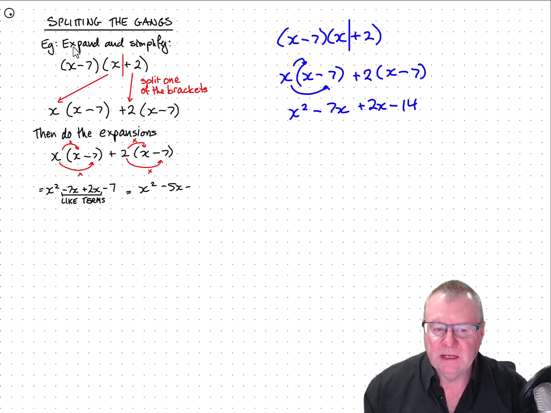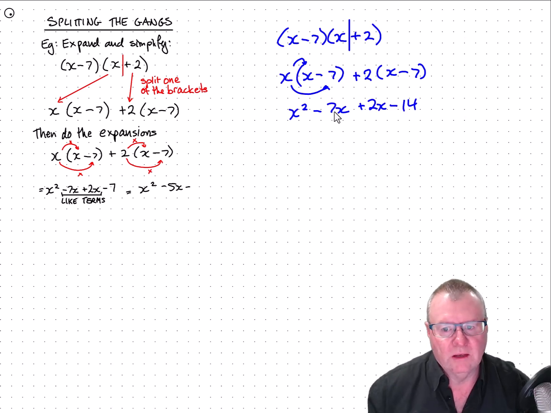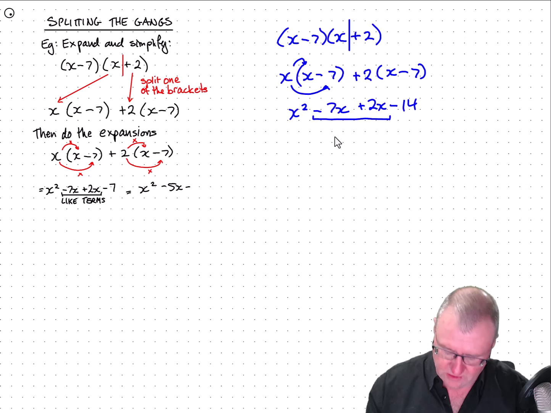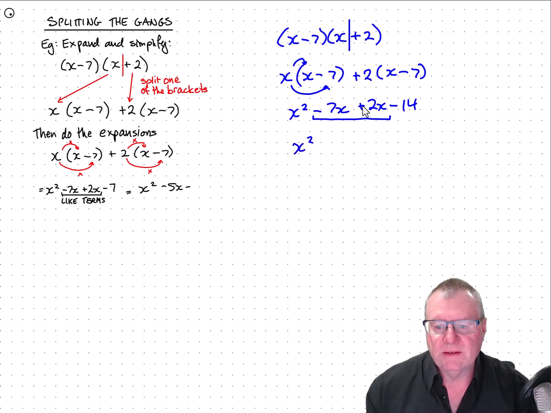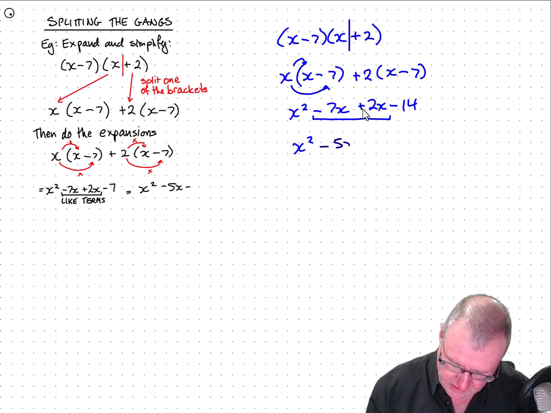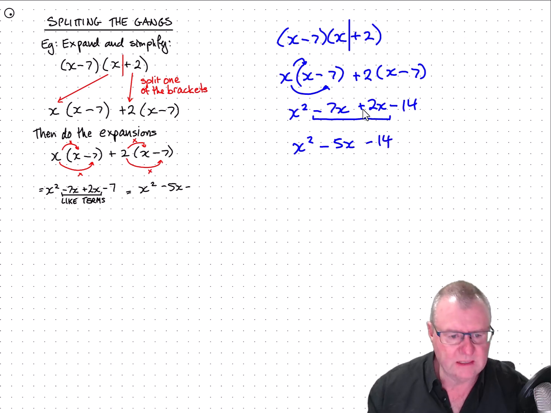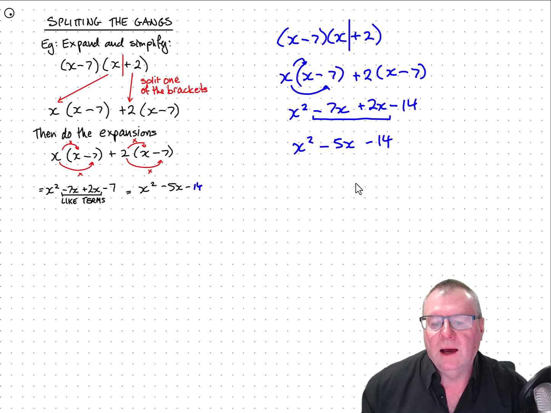We've done the expanding bit, but our question said expand and simplify. So I'm looking for any like terms that I can simplify. And I can see those bits there are the like terms. So the x squared doesn't change. Minus 7x plus 2x. Well, minus 7 plus 2 gets me to minus 5, so it's minus 5x. The minus 14 doesn't change. That is our answer. Although, for some reason, it's missing off there. Let's put it back in.